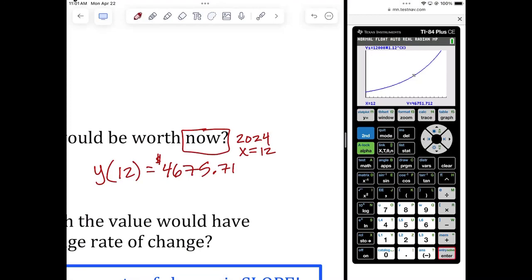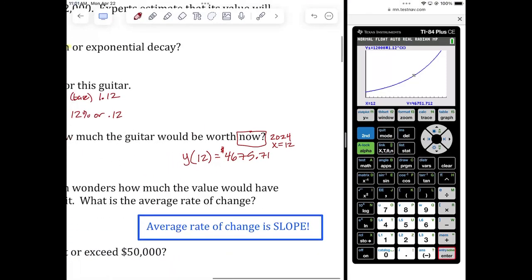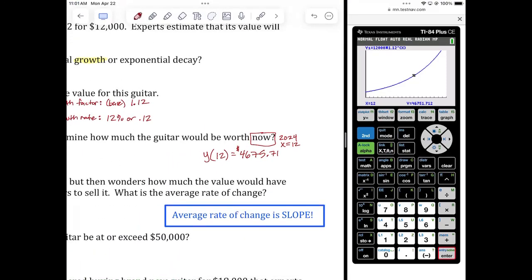It's worth a lot more now. We've almost quadrupled its value. Okay. How do you get 12? You hit the trace button first. Hit the trace button, and it'll give you a little cursor, and then you just type in 12.